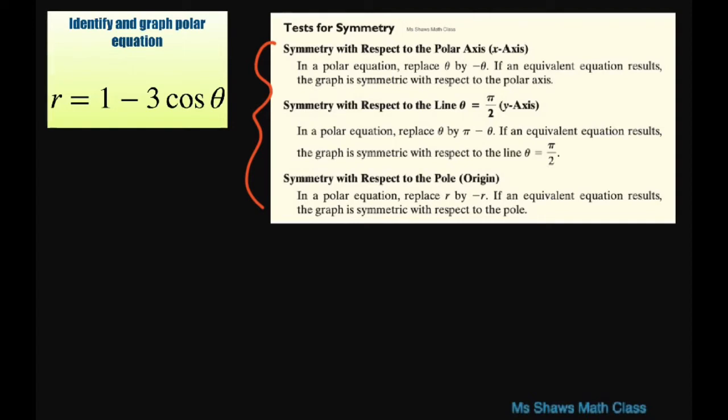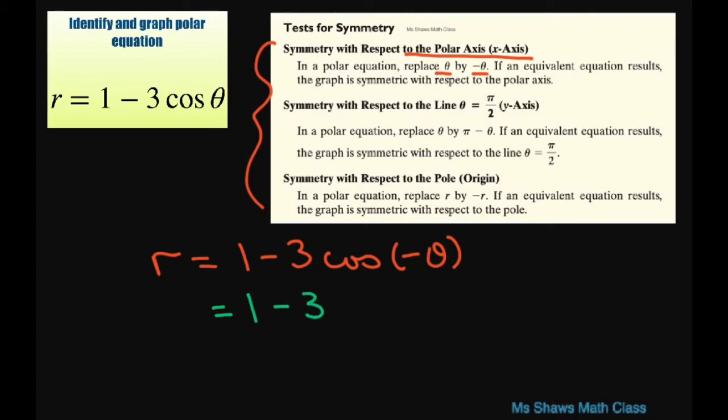So for the polar axis, we're going to write r equals 1 minus 3 cosine, and we're going to replace theta with negative theta. Now, if we get back to our original equation, then it is going to be symmetric to the polar axis. Since cosine is an even function, we could just make that a positive. So this test passes, and our graph is going to be symmetric to the polar axis.